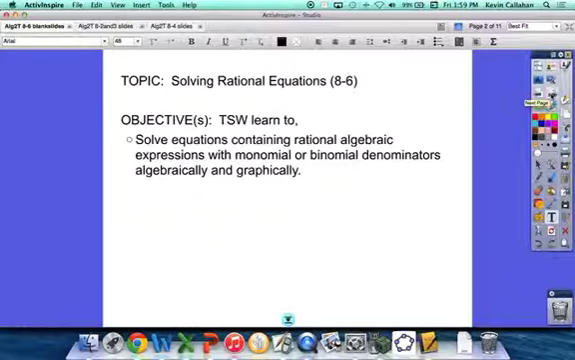Okay, so now we're going to solve rational equations, right? We started by graphing rational functions. Then we did simplifying rational expressions. And now we're doing solving rational equations, right? That's always the pattern. For every function, we do those three things.